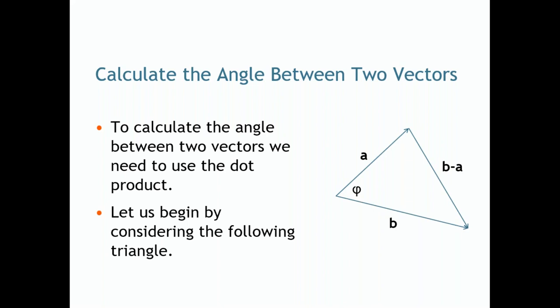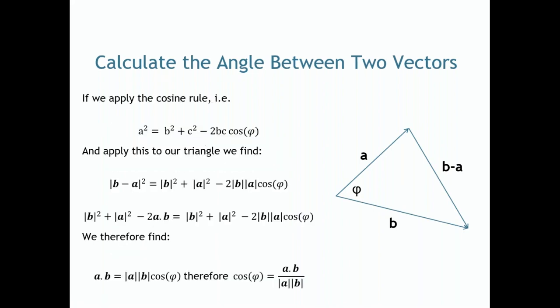Now let's begin by considering the following triangle, this triangle that has two vectors A and B. If we apply the cosine rule, which we know from secondary school, along with the sine rule and the tangent rule, here we are applying the cosine rule. Now we say that A squared is equal to B squared plus C squared minus 2BC cos theta.